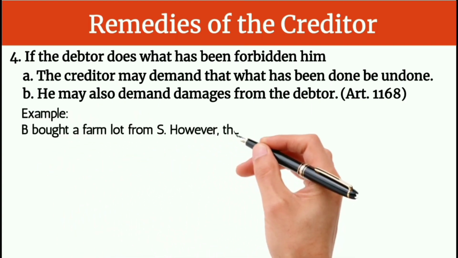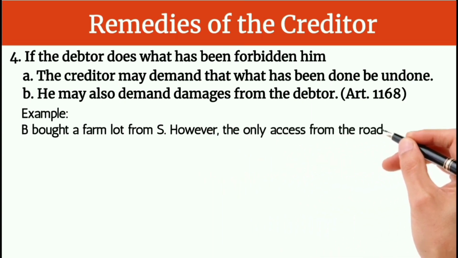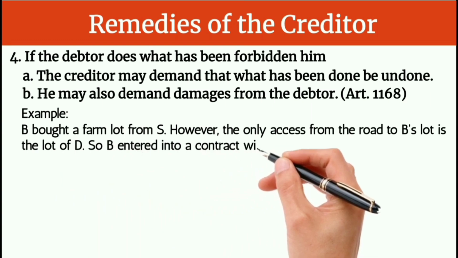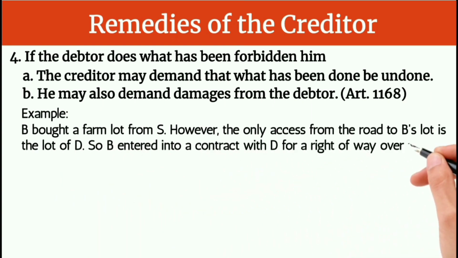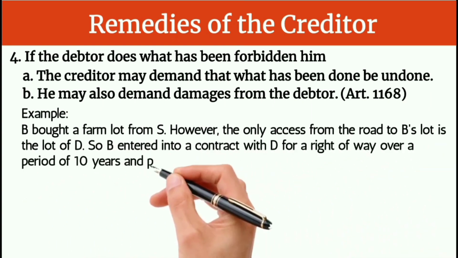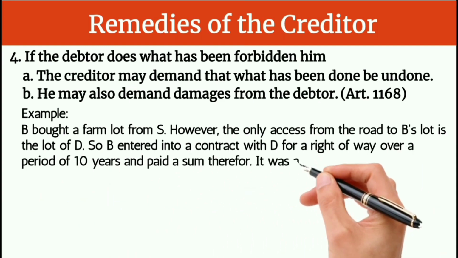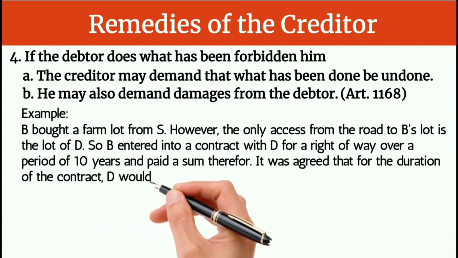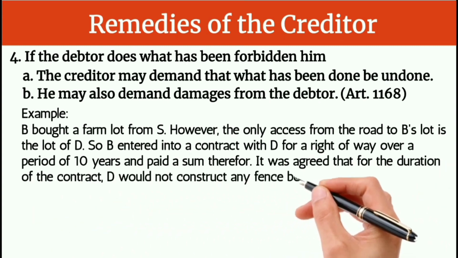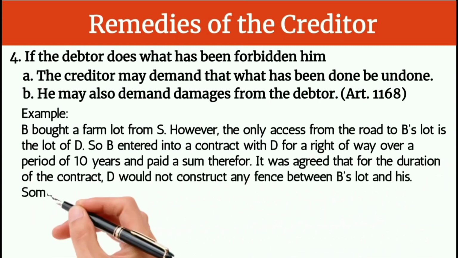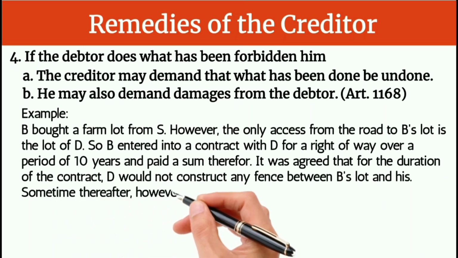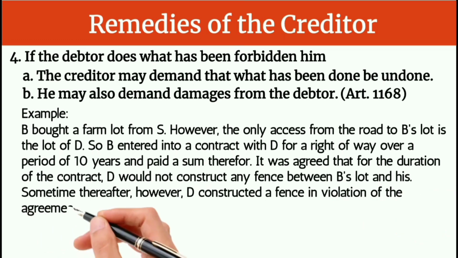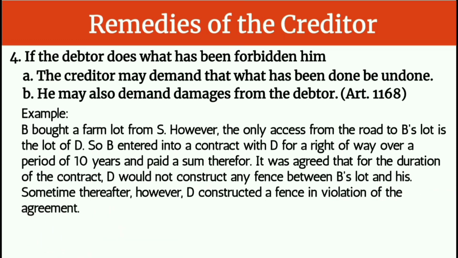B bought a farm lot from S. However, the only access from the road to B's lot is the lot of D. So B entered into a contract with D for a right-of-way over a period of 10 years and paid a sum therefore. It was agreed that for the duration of the contract, D would not construct any fence between B's lot and his. Sometime thereafter, however, D constructed a fence in violation of the agreement.